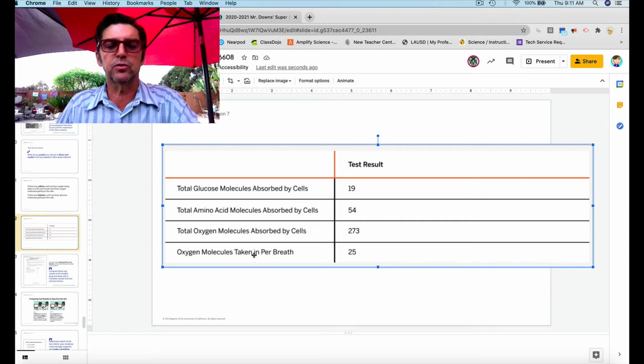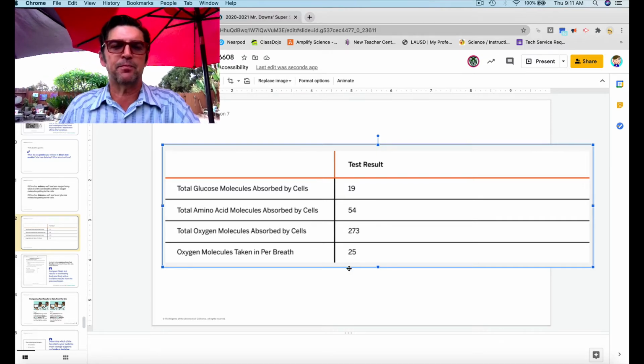Oxygen molecules taken in per breath. So we don't really, this is just baseline. This might be normal 19. This might be normal 25. Seems like a lot of oxygen, seems like a lower amount of glucose, but we don't really know that for sure. So we need to go back to our sim. So let's go find our sim again.